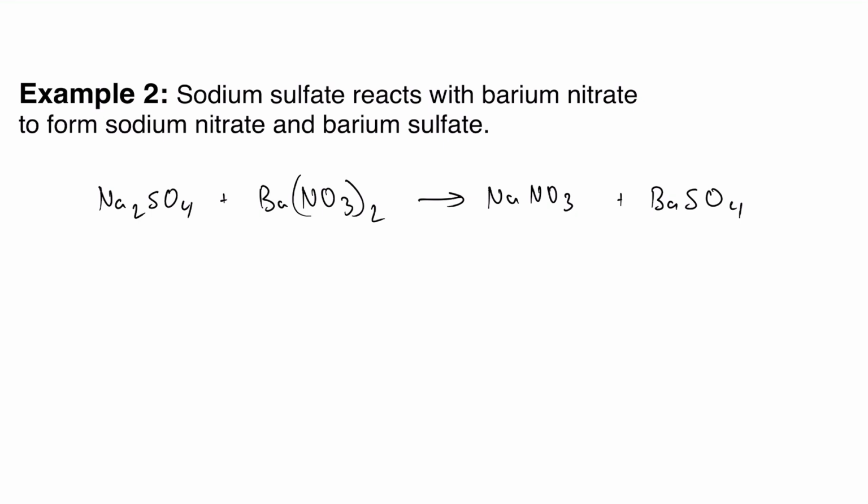And when we check to see for balancing, we have 2 sodiums on the left, and we have 1 on the right, so we're going to put a 2 there. And then we have a sulfate on the left, we have a sulfate on the right, we have a barium on the left, we have a barium on the right, and then we have 2 nitrates on the left, and we have 2 nitrates on the right. So that is our balanced equation.